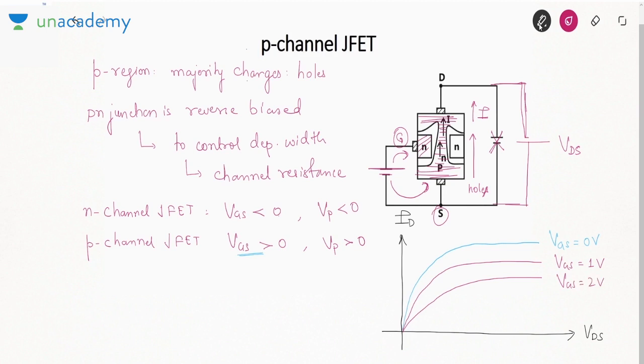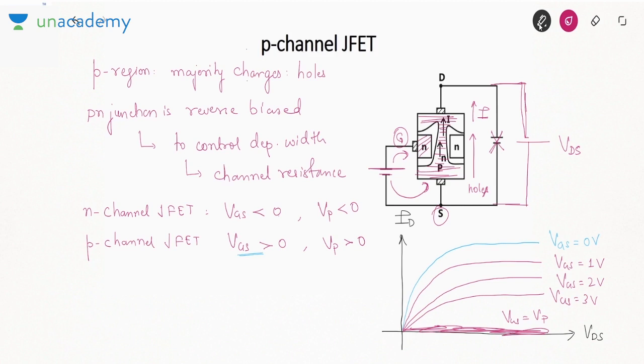In order to increase the depletion layer, we are applying positive voltages. When you apply pinch off voltage, the current will become 0. Here VGS is equal to VP. So what happens in a P channel JFET is that the direction of current is reversed and the polarity of voltage is also reversed. So what is the major difference between N channel and P channel JFET?